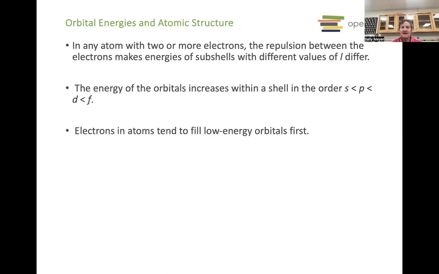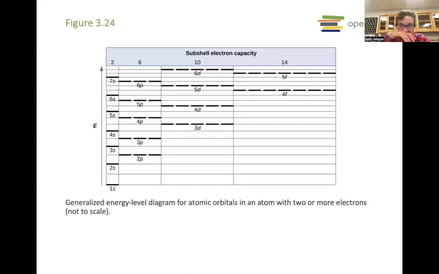So in any atom with two or more electrons, the repulsion between the electrons makes energies of subshells with different values of L different. So the energy of the orbitals increases within a shell in the order s, p, d, f, and electrons in atoms tend to fill low energy orbitals first.